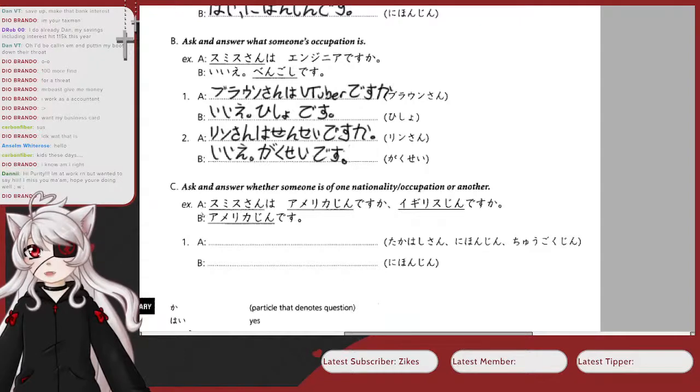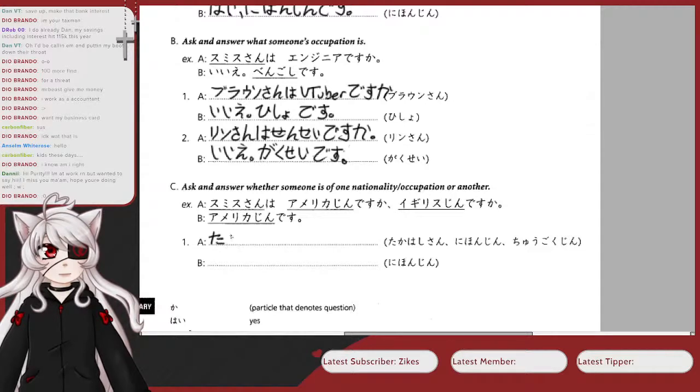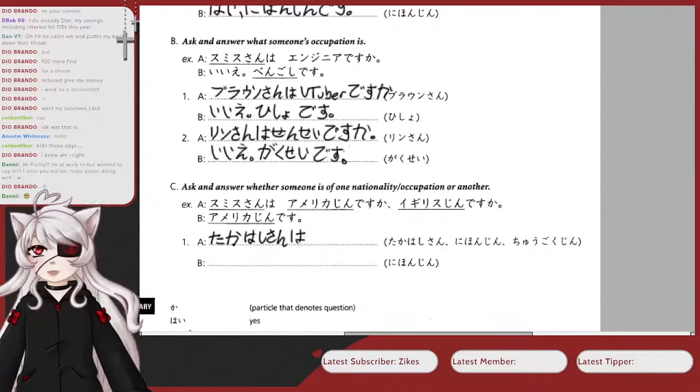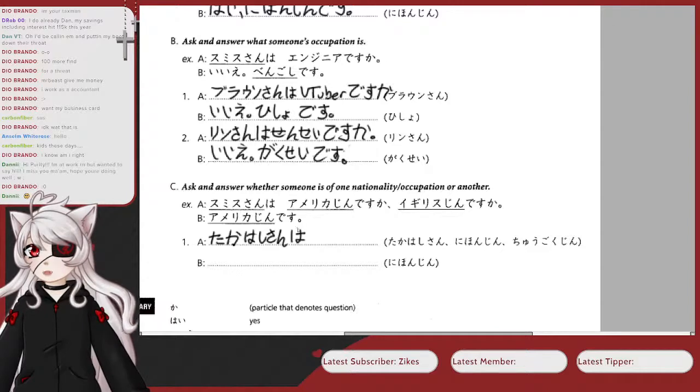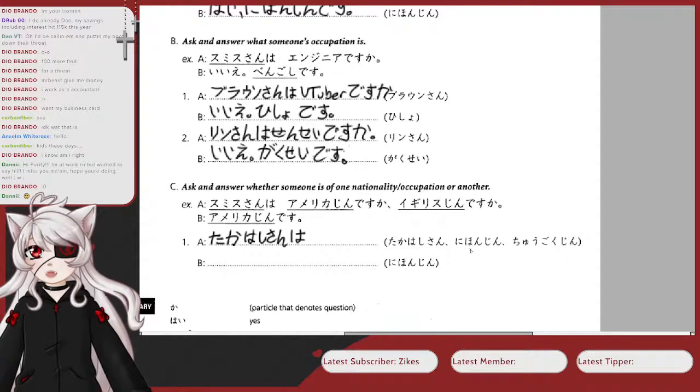Right, so what do we... So we're saying Takahashi-san is, so, wa, he is the subject. Seriously, this is such a small space to write this long of a sentence. They didn't even fit this sentence on that themselves. So we're asking, is Takahashi-san a Japanese man or a Chinese man?